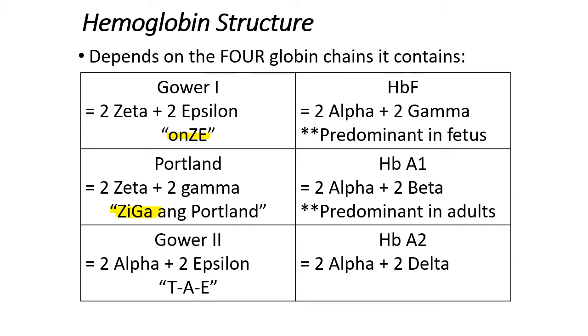And then Gower 2, 2 alpha and 2 epsilon. So, ang mnemonics namin dati is TAE. 2, ang first letter is T, di ba? And then A, E. And then hemoglobin F, composed of your 2 alpha and 2 gamma. Predominant lang yan sa fetus, hindi yan persistent until after birth. And hemoglobin A1 is the major adult hemoglobin composed of your 2 alpha and 2 beta. Hemoglobin A2, 2 alpha and 2 delta. And this is the minor adult hemoglobin.